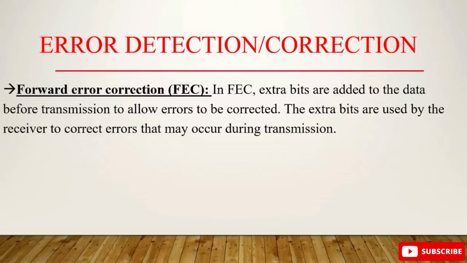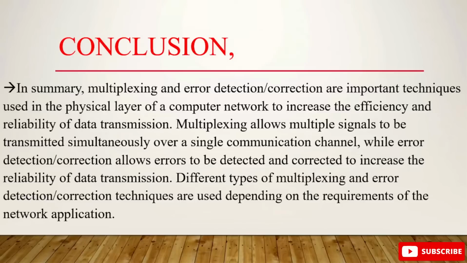Next is forward error correction (FEC). In forward error correction, extra bits are added to the data before transmission to allow errors to be corrected. The extra bits are used by the receiver to correct errors that may occur during transmission.